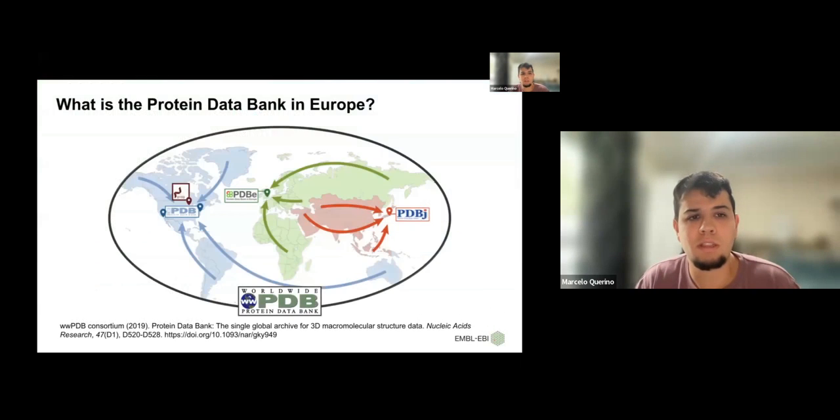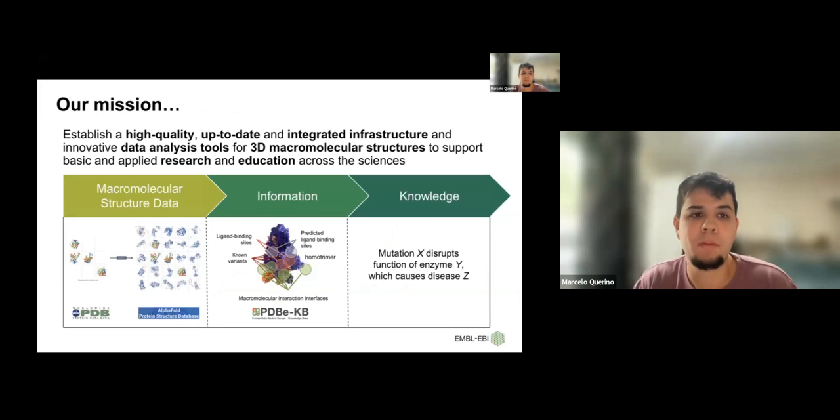So first of all, I'd like to talk about what is PDBe, what's the Protein Data Bank in Europe. PDBe is one of the 3 founding members of the Worldwide Protein Data Bank Consortium, which also includes RCSB and PDBj. Very recently, we've been joined by PDBe India and PDBe China as well. The whole consortium has been going on for more than 50 years. And currently we have more than 200,000 deposited experimental structures.